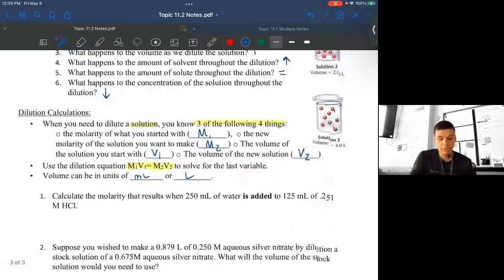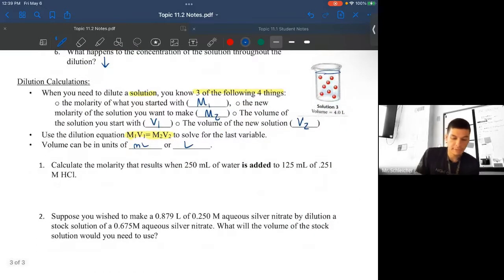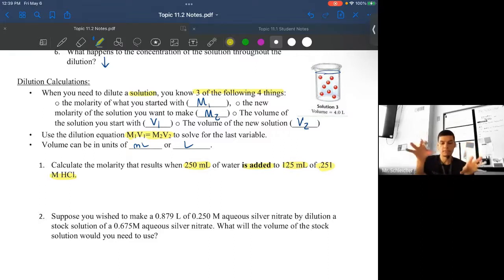So question 1, calculate the molarity that results when 250 milliliters of water is added to 125 milliliters of 0.251 molar HCl. Okay, so just breaking this down, it looks like we had a solution of some HCl with a certain concentration, and then we added some water to it. So that dilutes it down. I think the concentration should be lower than it was before. But the question is, how much lower? So let's use our equation to figure out how much.